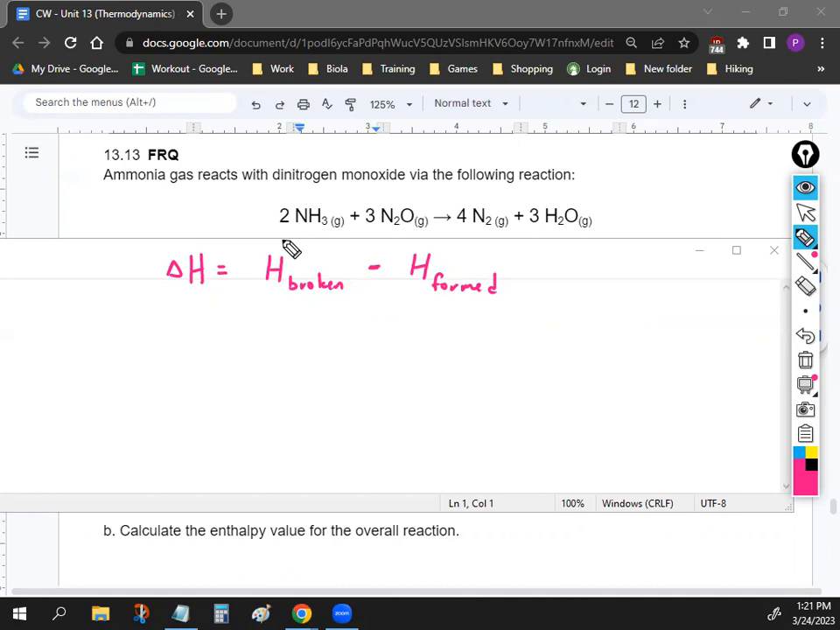Sorry about that, guys. If you did it incorrectly, all you need to do is flip the sign, and that'll give you the correct answer. And then the energy used to form them.